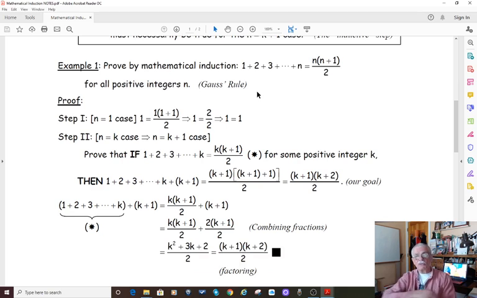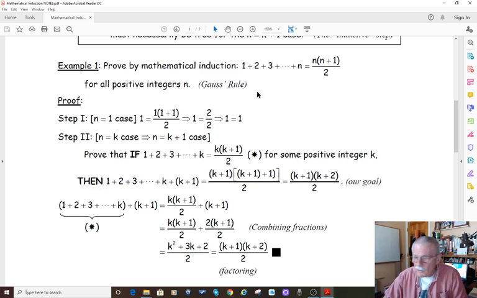Gauss's rule says that if you want to add the numbers from 1 to n, 1 plus 2 plus 3 plus 4, dot, dot, dot, you get n times n plus 1 over 2. We did this in arithmetic progressions, and we wrote it a little bit differently. We wrote it as n times a plus l, where a was the first term and l is the last term, over 2. Same thing. So, known as Gauss's rule. I'm just going to go through it quick, and you know it's true.